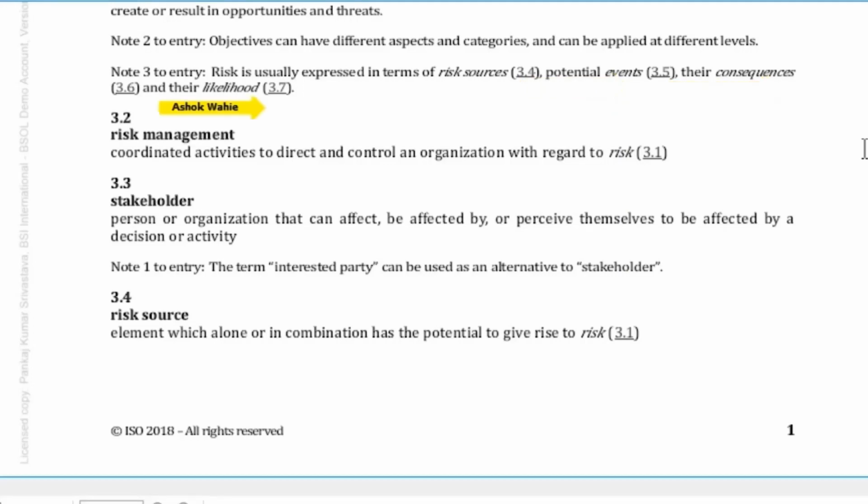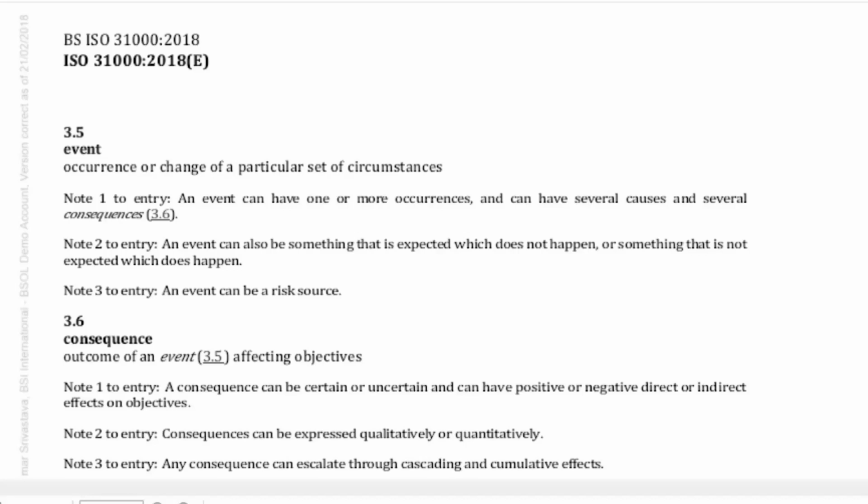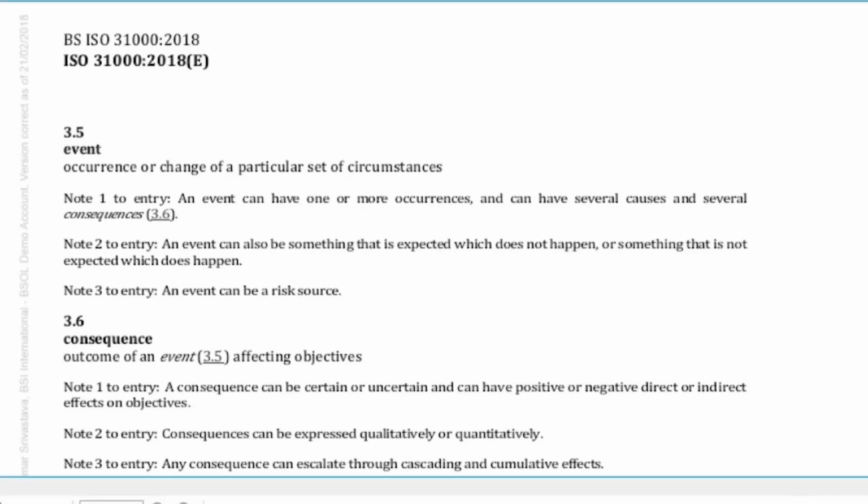So please continue to read 3.4, 3.5, 3.6 and 3.7. Please read note 2 as well. So an event can have several causes and several consequences.